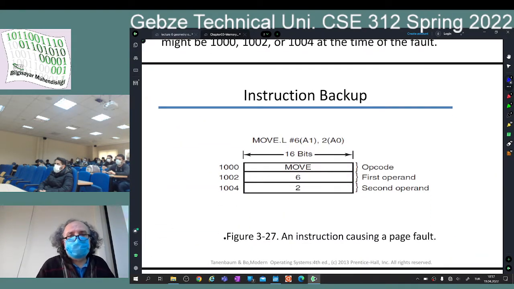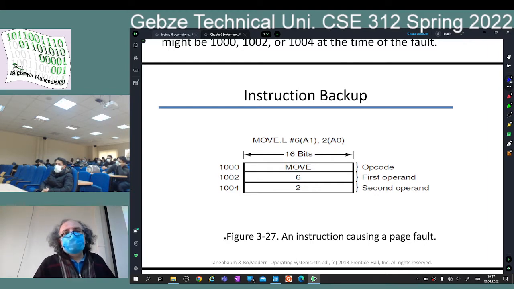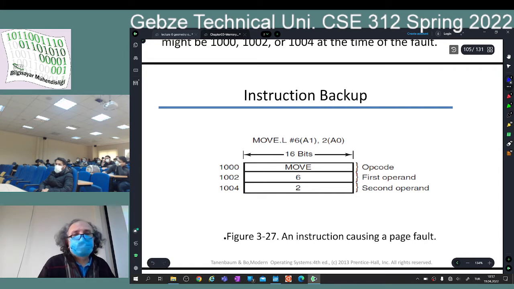The instruction says to move the address shown by this register A0 to the address shown by this register A1. So what does that mean? Indirect accessing. First of all, I need to reach 1, 2, 3 memory locations. When I reach this address 1000, it may not be in the TLB. This one may cause a page fault, or this one, or this one.